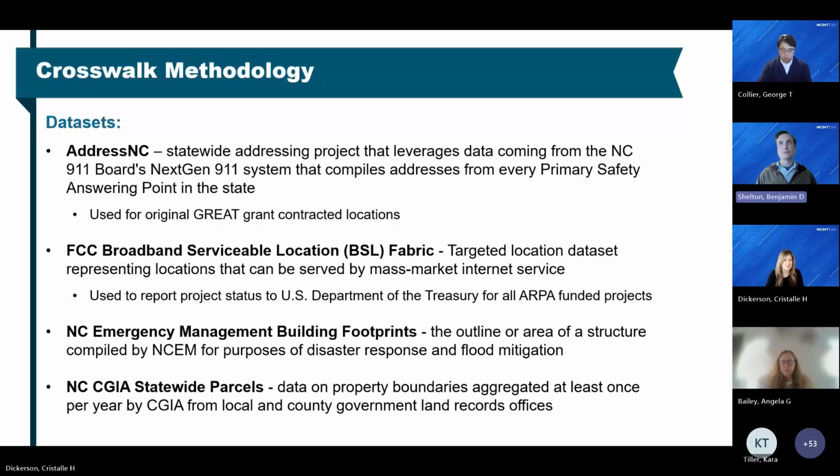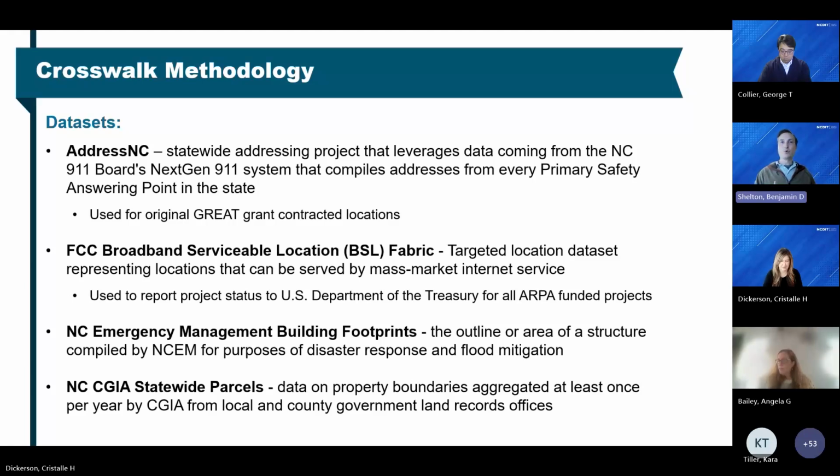First and foremost is the Address NC data set that all of those grant contracts were using as the location data set. That data is coming straight from the NextGen 911 system in the state. We leverage that data into a product called Address NC. It does a lot of standardization, and we develop geocoders and other things. If you're interested in more on that, that's on NC1 Map. So we've taken that, and that's what the projects were defined on.